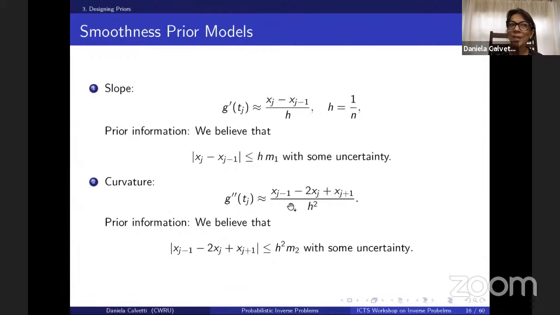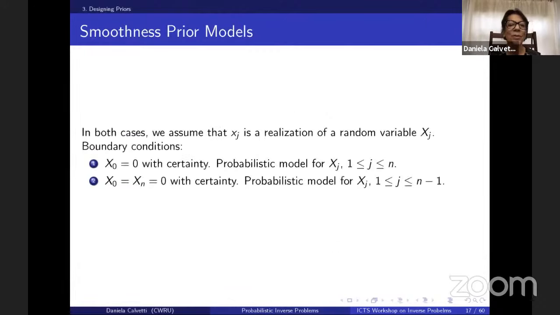This formula, they look familiar, and this is no accident here. So in both cases, we don't know. So we are in a Bayesian setting, inverse problem setting. We don't know xj, so xj is a realization of a random variable. And now you see that the random variable here appears with the capital letter representation. And I have boundary conditions.